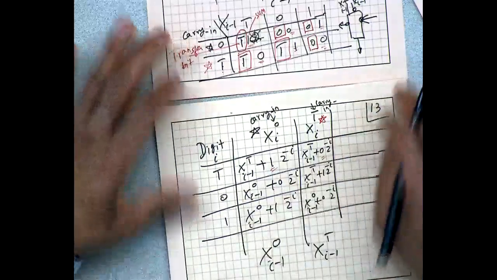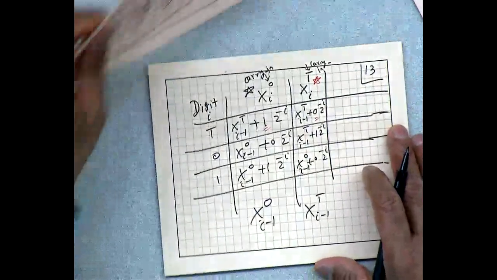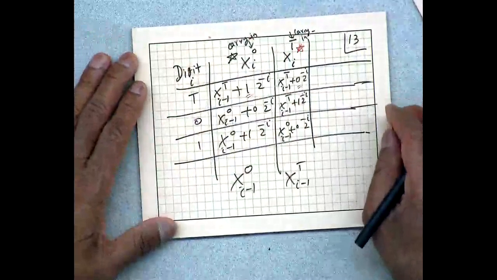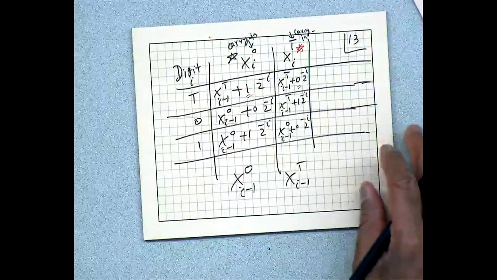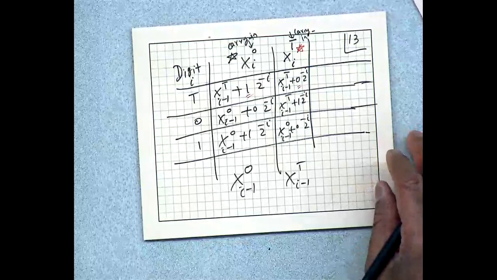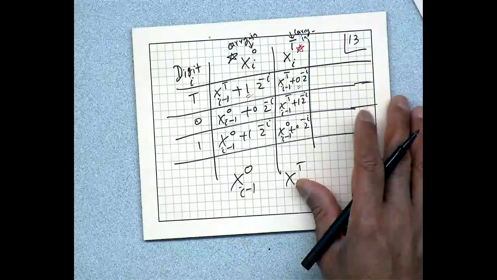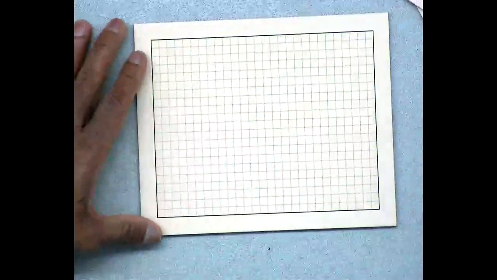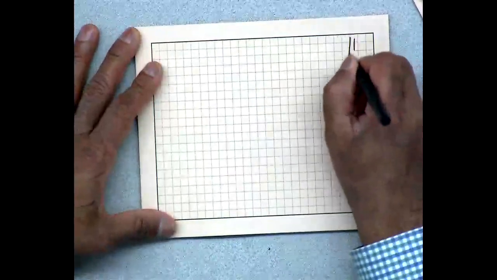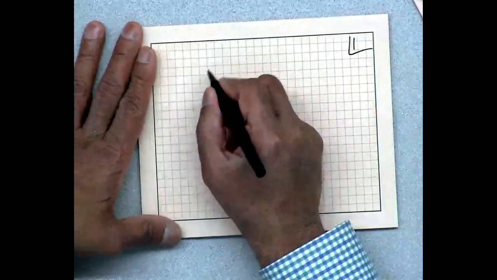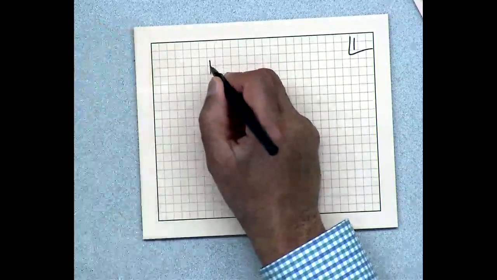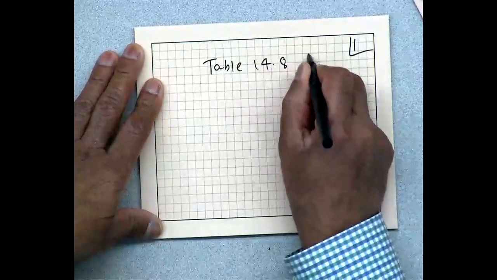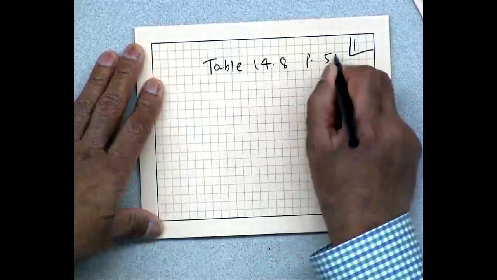So this is telling us how we can update x_i from previously computed x_{i-1}, 0 and 1 bar. Okay, let's take an example. Let's understand this example here. So this is an example from the book, table 14.8 on page 550.